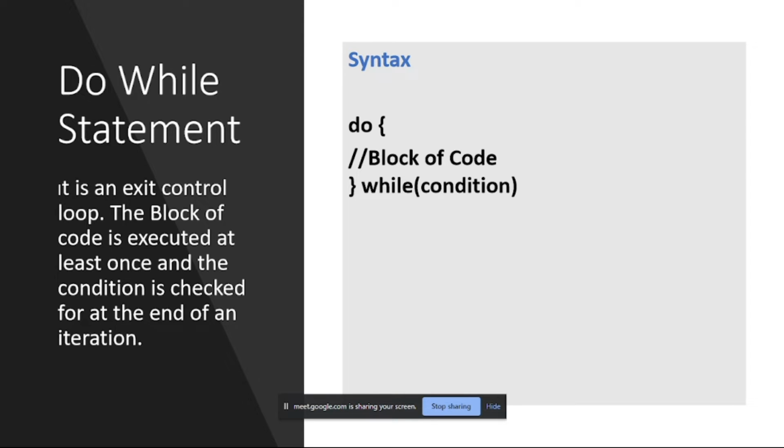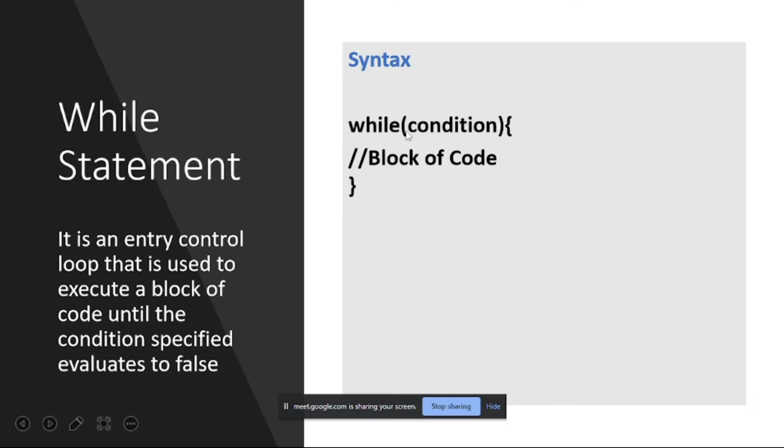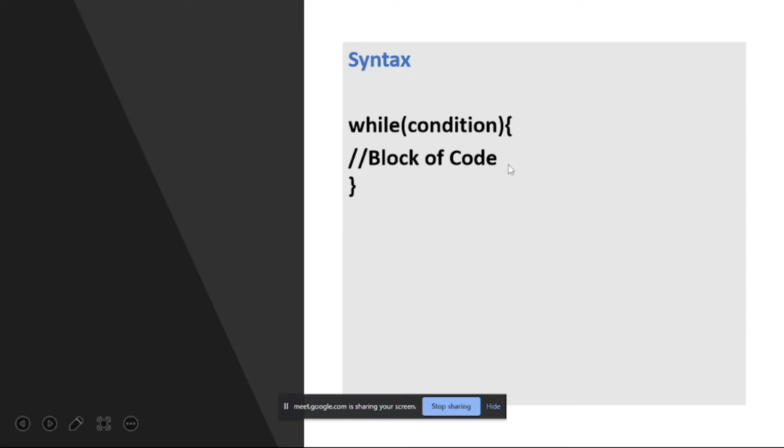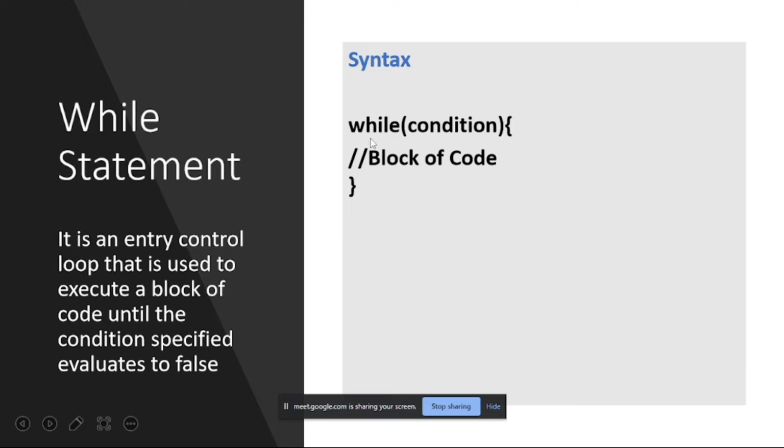So the difference is, while checks the condition first and then executes a block of code. Do while executes a block of code at least once and then checks the condition. Let's say while false. Do you think this block of code will execute? No. So the total number of executions will be zero.